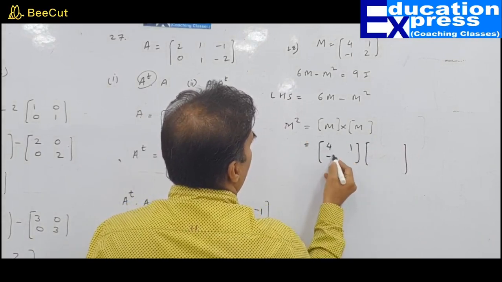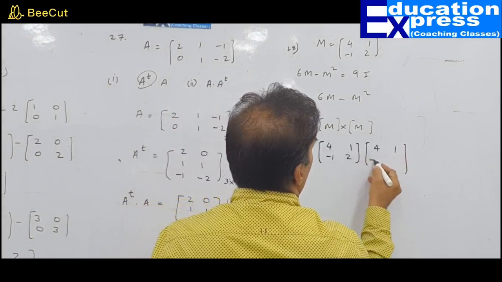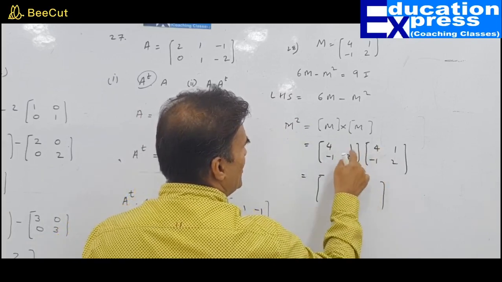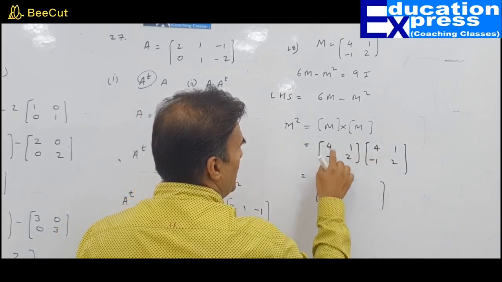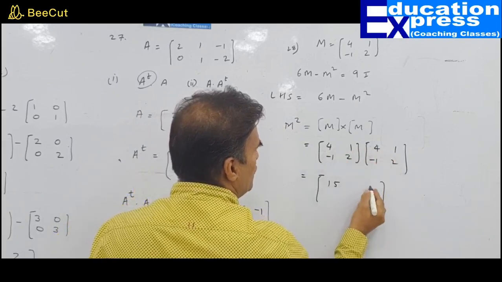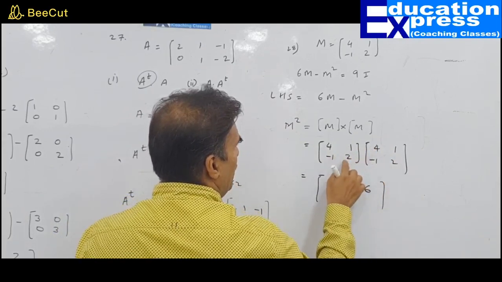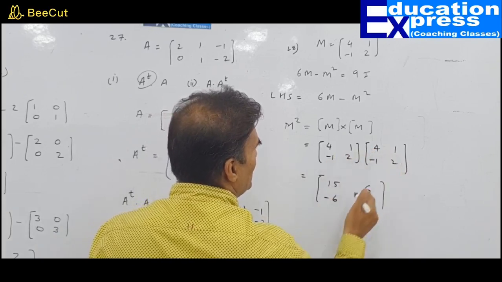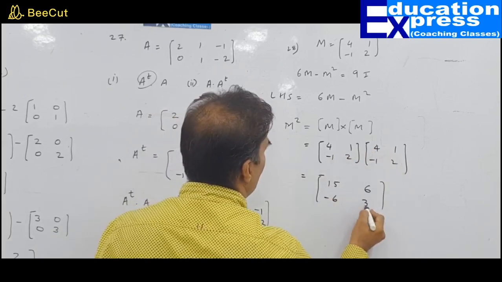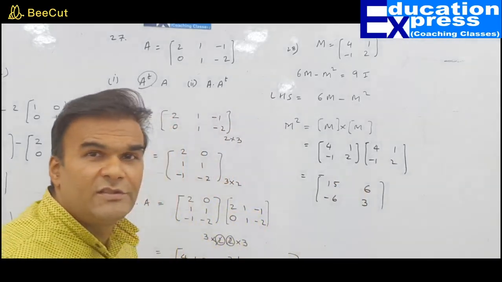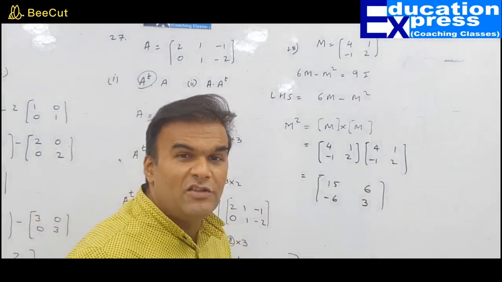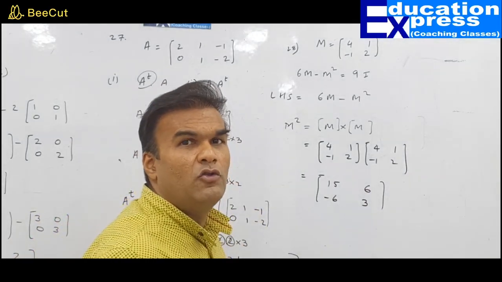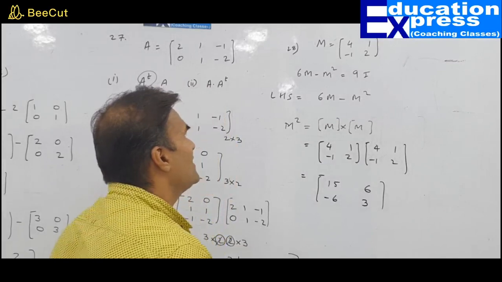4, 1, minus 1, 2 times 4, 1, minus 1, 2. When we multiply, 4 4s are 16 minus 1, that is 15. 4 1s are 4 plus 2, 6. Minus 4 minus 2, minus 6. Minus 1 plus 4, 3. Of course, I was a bit fast in doing this calculation, but we have been doing this calculation for the past so many questions. By now you should be fluent at doing all these things.